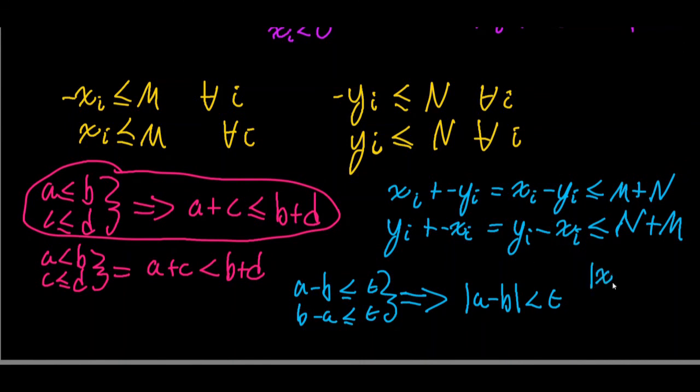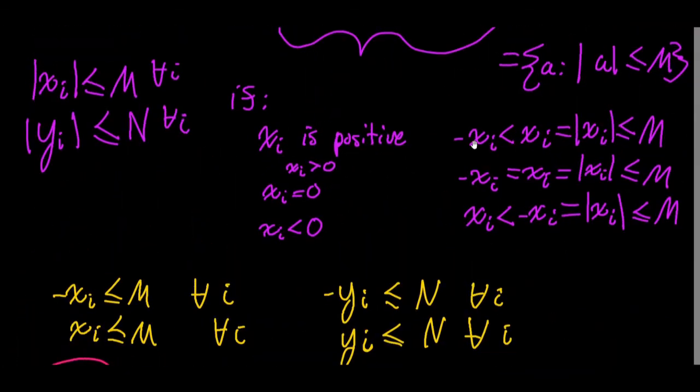So we can say the following. The absolute value of xi minus yi is less than or equal to M plus N. And look at this, we've just shown that it's bounded from above by M plus N. And it's bounded from below by 0, obviously, because the absolute value of any real number is greater than or equal to 0. So therefore, it must be bounded, and we're finished.